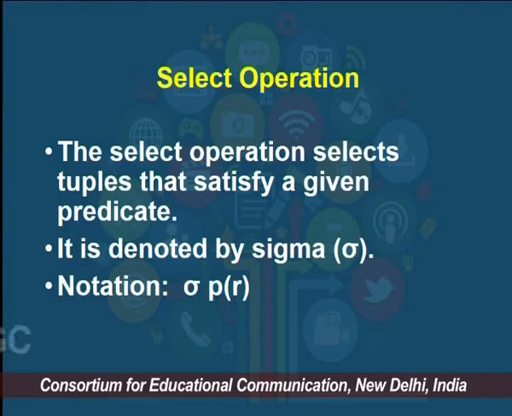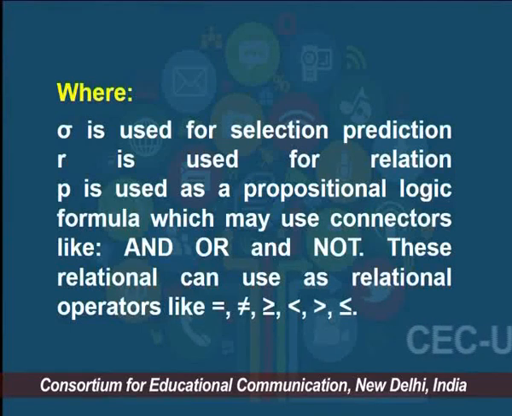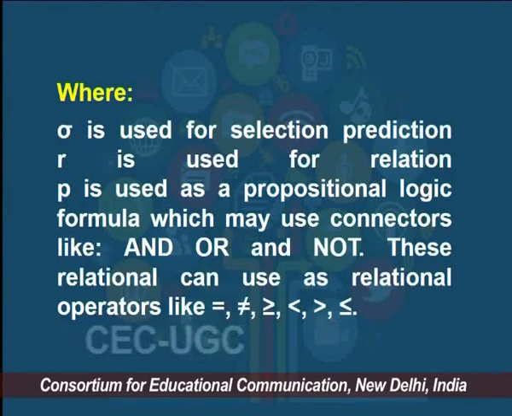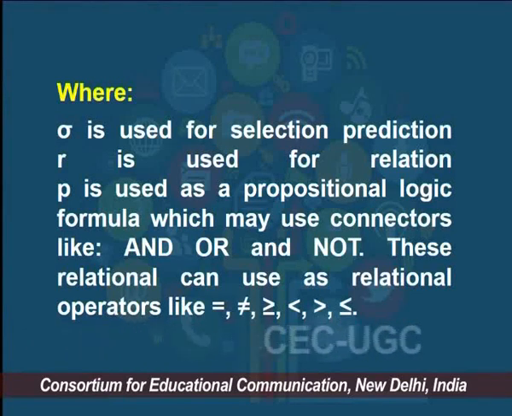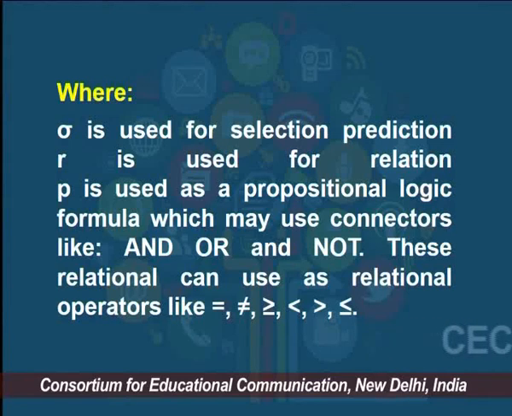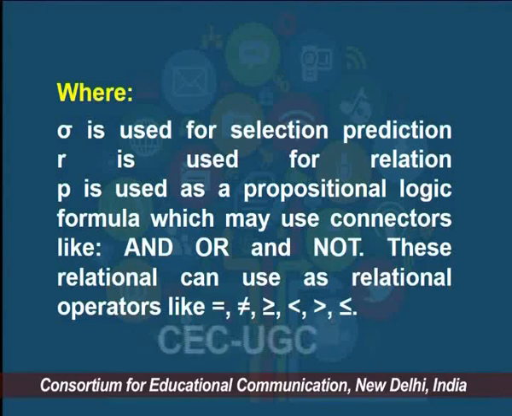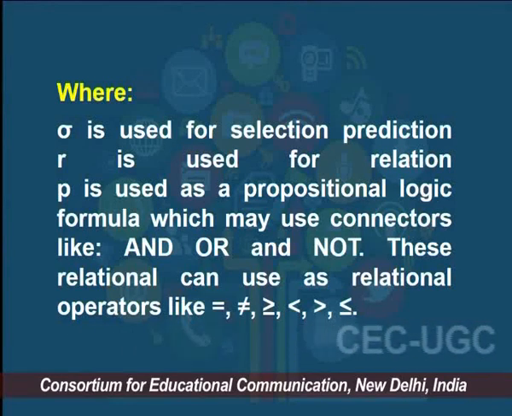I will also give an example of this. Within the bracket, r is the name of the relation. So sigma is used for selection, r is used for the relation, and p is a propositional logic formula which may use connectors. It can have and, or, not, and it can use relational operators like equals to, not equals to, greater than, less than, greater than equals to, less than equals to, and so on and so forth. Let us try to see this with the help of an example.